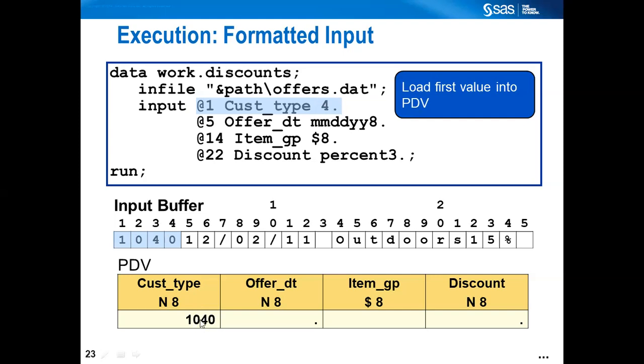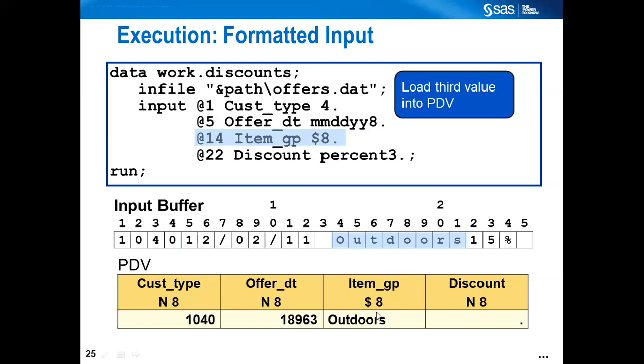So see, next, it's loading the first value in the PDV. Next, @fifth column. From the 5th column, 8 places, because of this instruction, it has to read MMDDYY. So it's reading month, day, year, and saving it as a SAS date, which is a number of days. Then @14th column, item group is a character type variable, 8 places. From here to here, it's reading as item group.